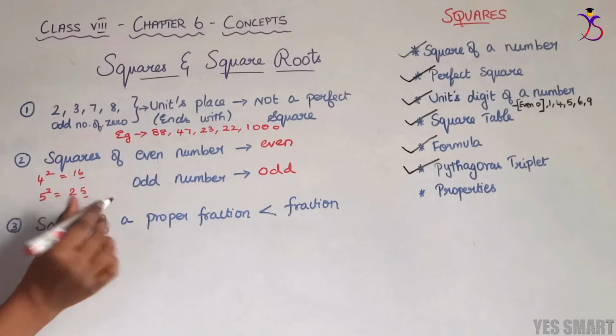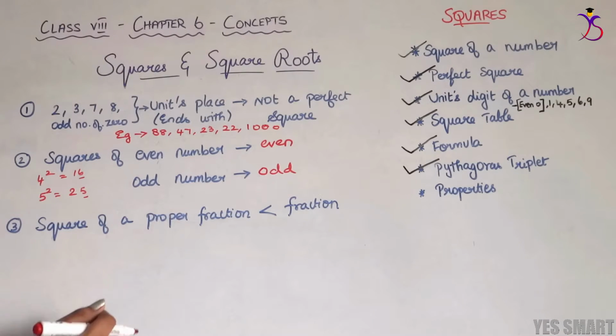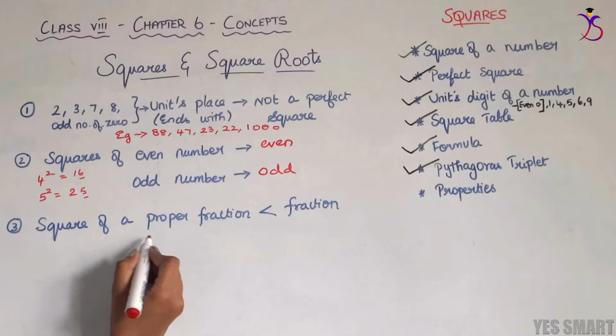Now, the third property: the square of a proper fraction is always less than the fraction. That is, if you take a proper fraction and square it, the answer will always be less than the original proper fraction.